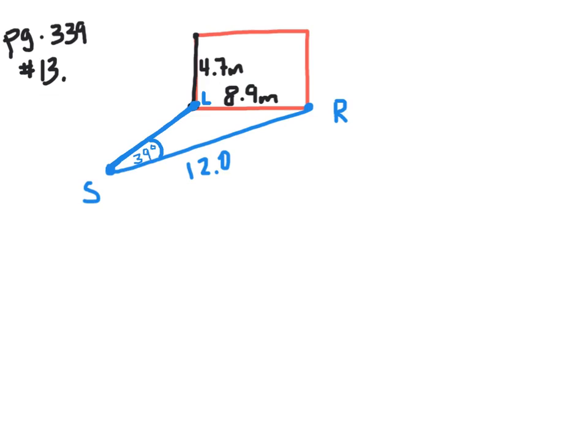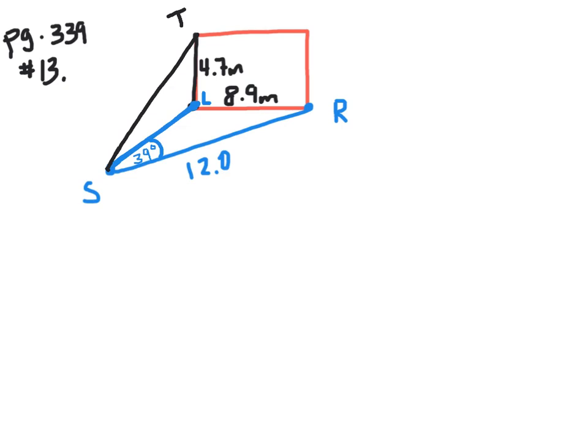Then it asks from her position, what is the angle of elevation to the top of the left exterior wall? So this is her position, and this is the top of the left exterior wall. So the angle of elevation, remember, is always from the horizontal to the line of sight.